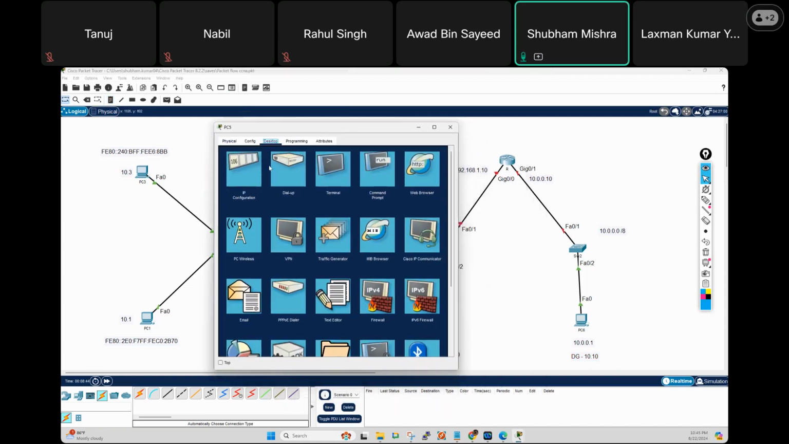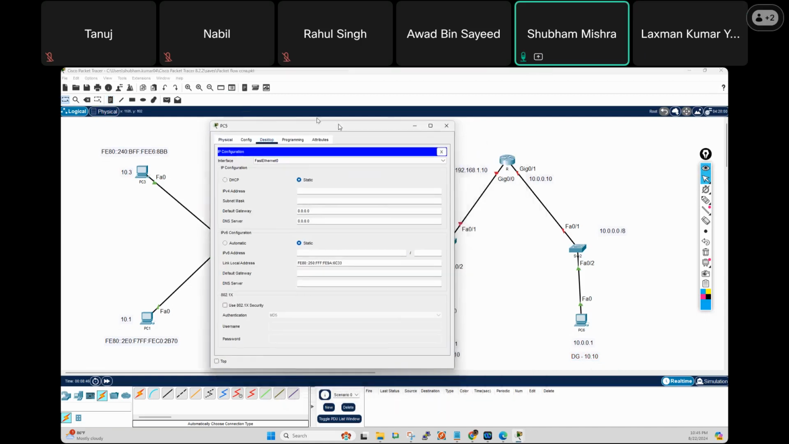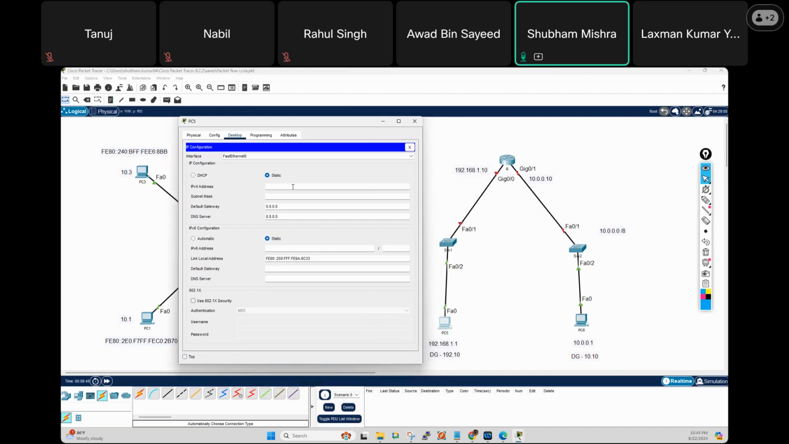Now come on this PC. I hope you guys are already aware how to configure the IP address. Yes. 192.168.1.1 and here by default the subnet mask is this one. Default gateway guys, 192.168.1.10. This will be the default gateway.